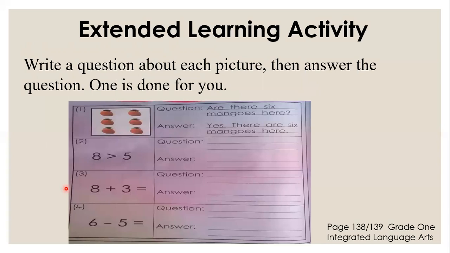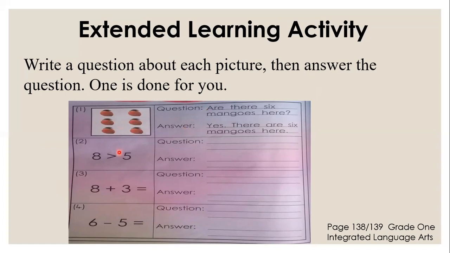Now, for your extended learning activity, this can be found on pages 138 and 139 in your Grade 1 Integrated Language Arts workbook. Now, you're going to write a question about each picture, then answer the question. 1 is done for you. So look, you notice in 1, there are 6 mangoes here. Now a question for that: Are there 6 mangoes here? Answer: yes, there are 6 mangoes here.